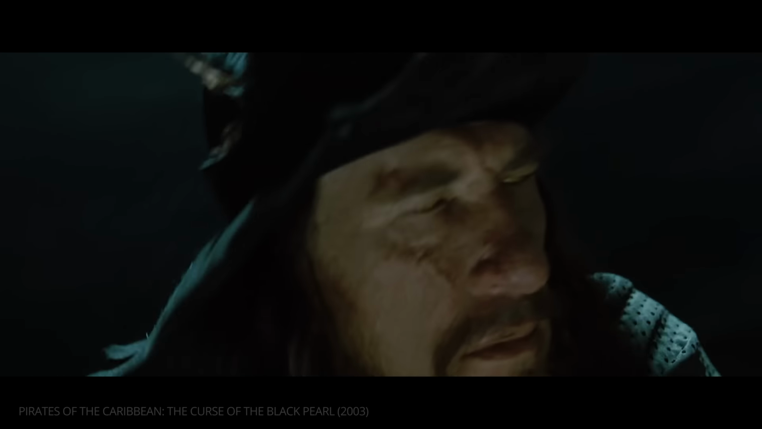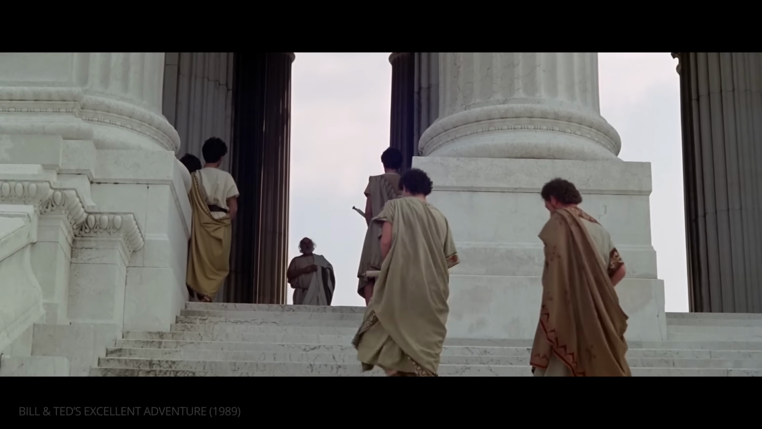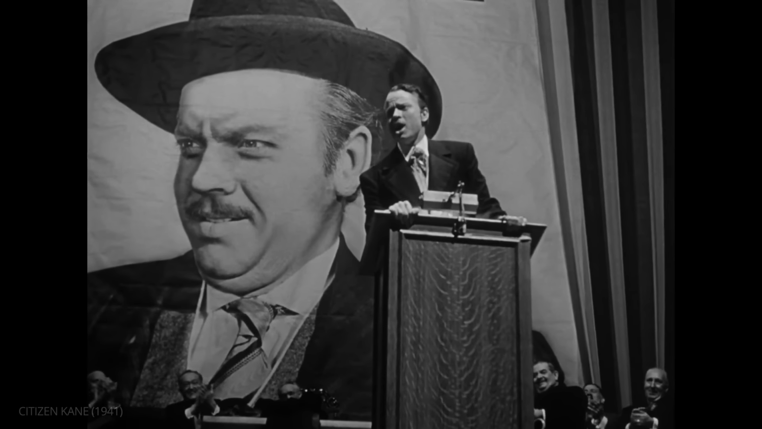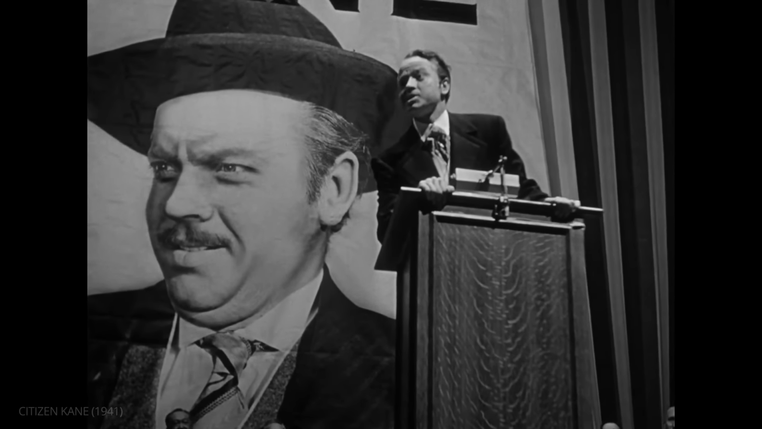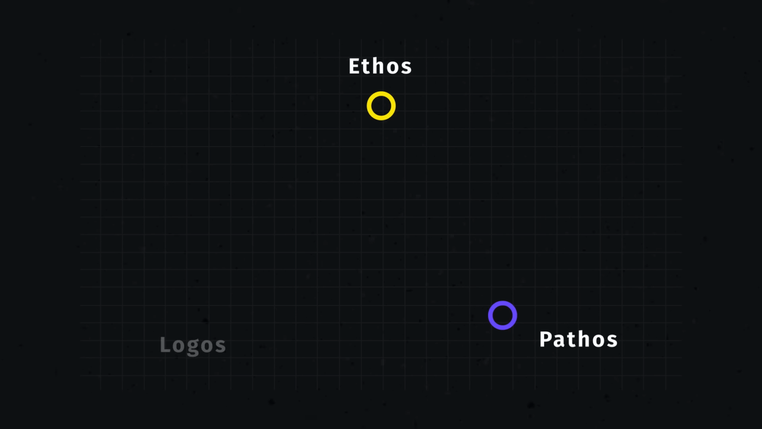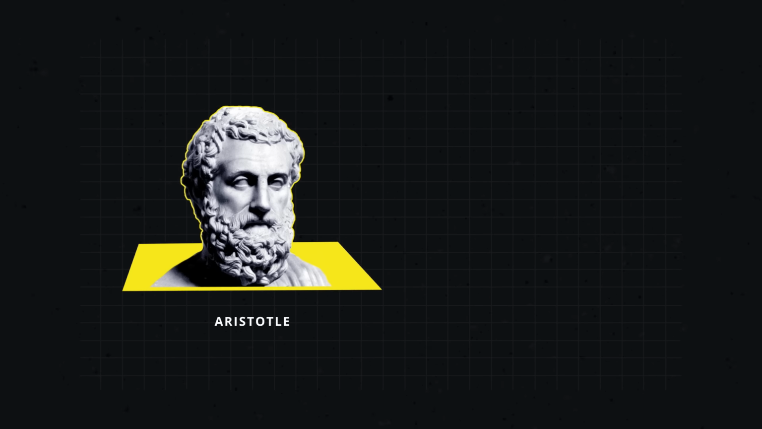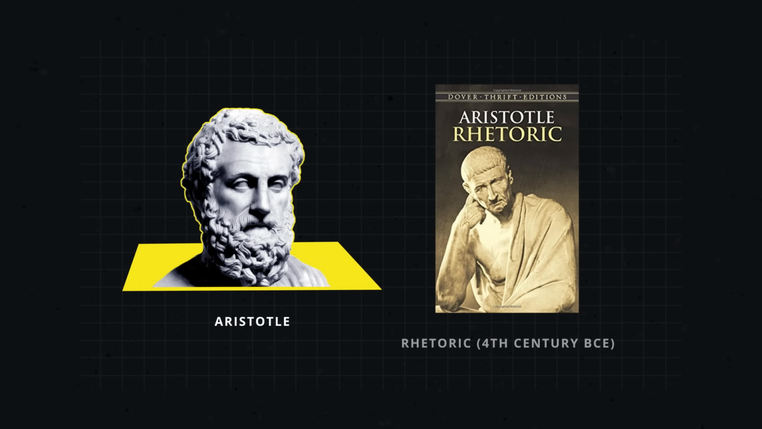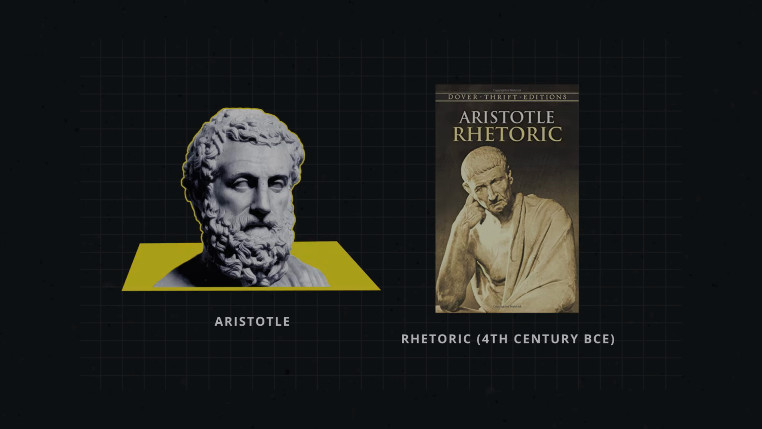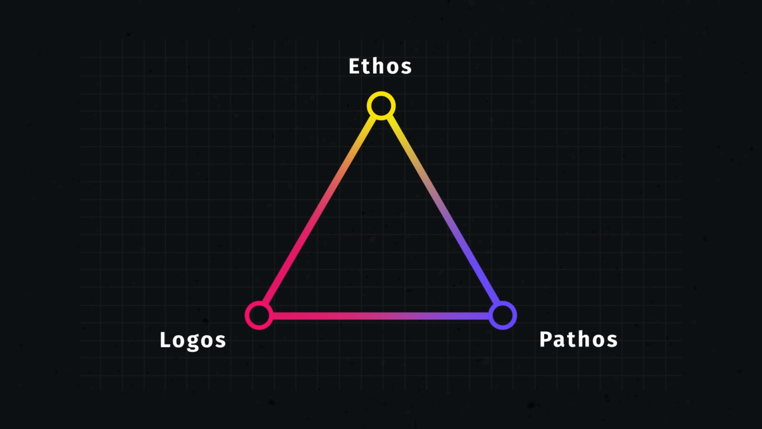The study of rhetoric began in ancient Greece, where philosophers sought to understand how writing and speaking are used in different contexts. Ethos, pathos, and logos make up what is referred to as the rhetorical triangle, a rubric for persuasion laid out by the philosopher Aristotle in his work called Rhetoric. According to him, great speakers utilize each of these three tools to win an audience over and convince them of something.